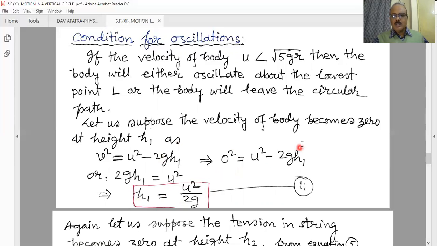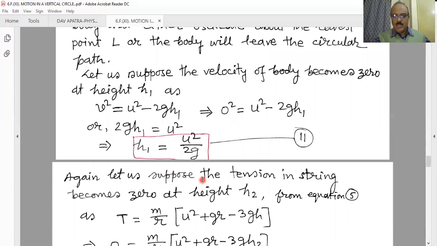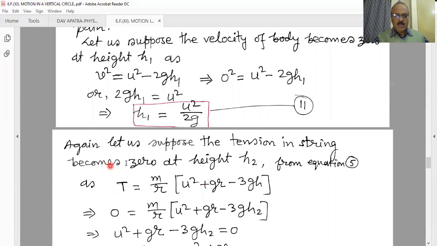This is the final velocity when u is less than root over 5gr in such cases. When u is greater than root over 5gr, there will be no such case, and there will be no height where the velocity will be 0. Again, let us suppose the tension in the string becomes 0 at the height h2.